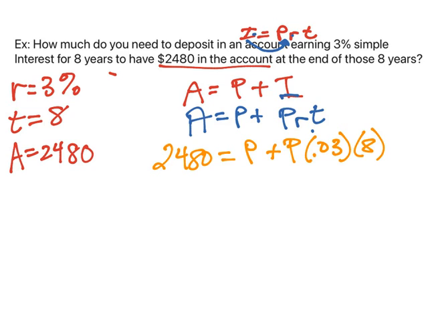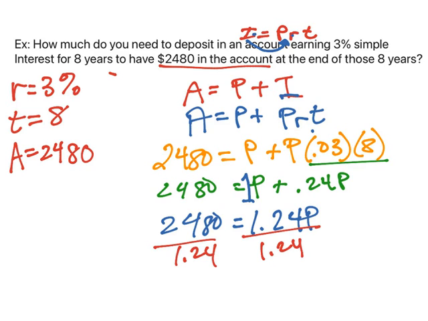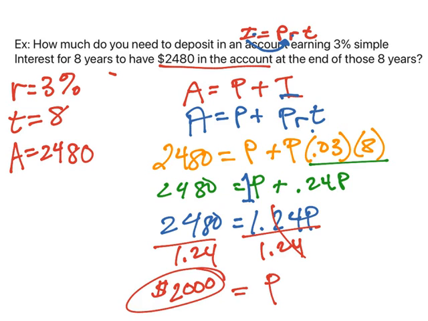First things first, we simplify. 0.03 times 8 is 0.24p. Now, because I have nothing in front of this p, it's like a 1. So 1p plus 0.24p is 1.24p equals 24.80. To get p by itself, I divide both sides by 1.24, and when we do that, we get p equals $2,000. So that's how much I would need to deposit to have this situation happen.